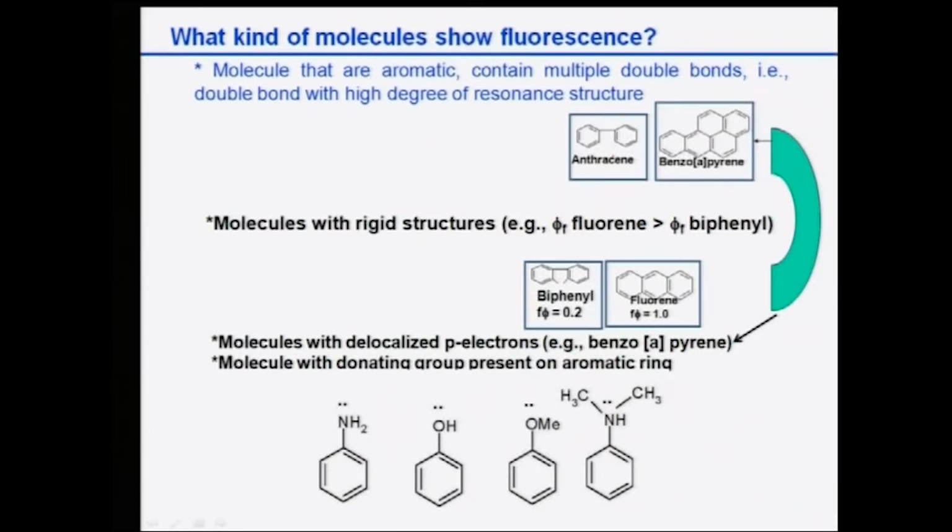Well, now what kind of molecules, as I said already, can show this? As you see, benzene, anthracene or benzopyrene are aromatic ring molecules, or molecules with an amine, alcohol, methyl or methoxy group, or some other groups can also give you fluorescence.